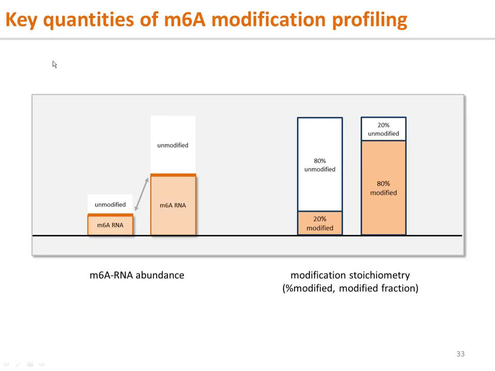There are two key quantities of m6A modifications of each circular RNA. One is the abundance of the m6A modified circular RNA. The other is the relative proportion of the modified versus unmodified RNA molecules for that circular RNA, which is referred to as modification stoichiometry or modification percentage. For example, 20% of circular RNA modification is increased to 80% modification upon drug treatment.